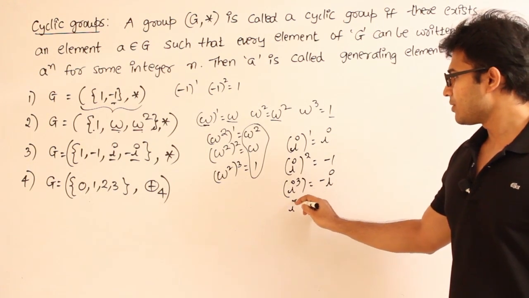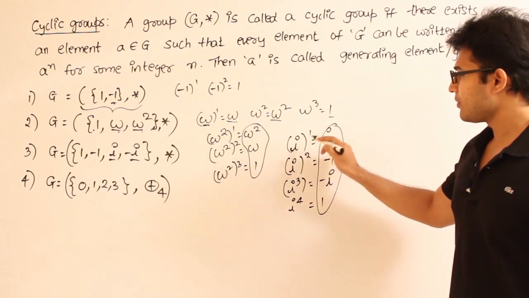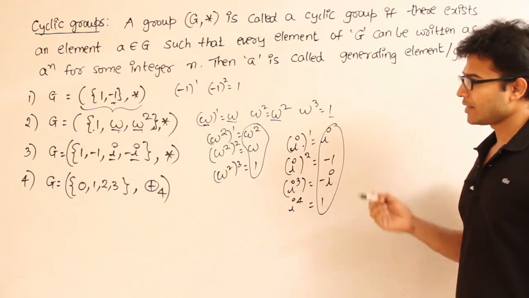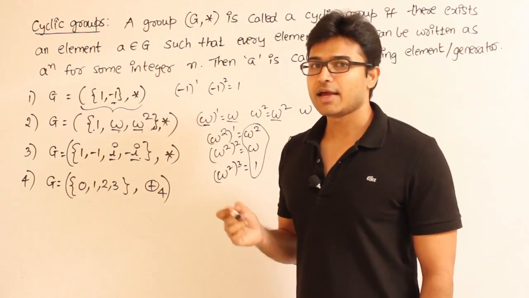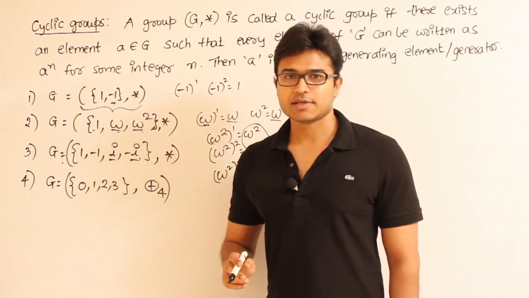If you take i power 4, it is going to be 1, which means by taking the powers of i I am able to generate all the other elements. That is why i is a generator. Similarly, you can see that minus i will also be a generator, and since there is at least one generator, you can call this G a cyclic group.